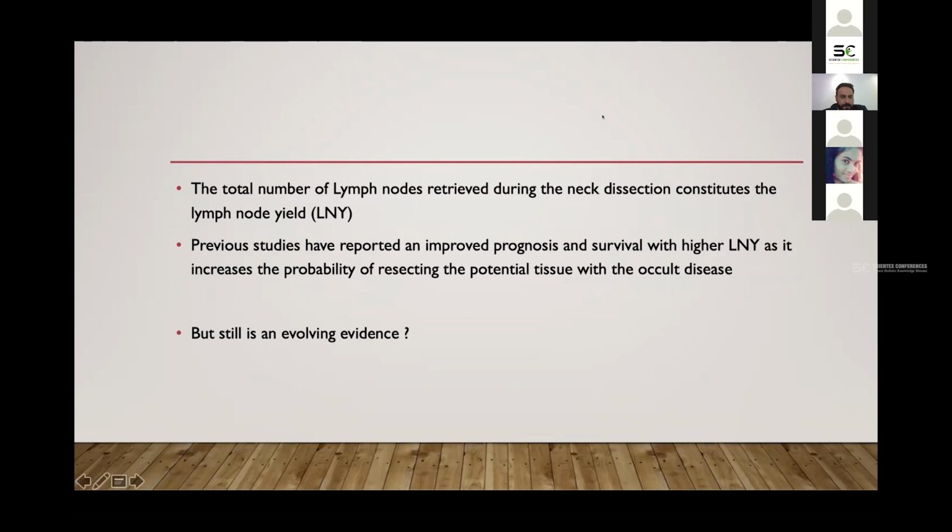The total number of lymph nodes retrieved during the neck dissection constitutes the lymph node yield. Previous studies have reported improved prognosis and survival with higher lymph node yield, as it increases the probability of resecting potential tissue with occult disease. But still, it's evolving evidence.